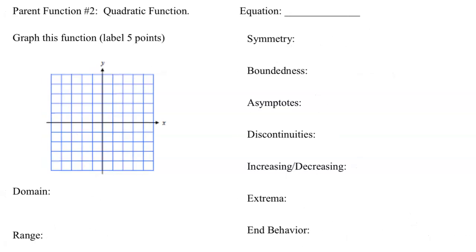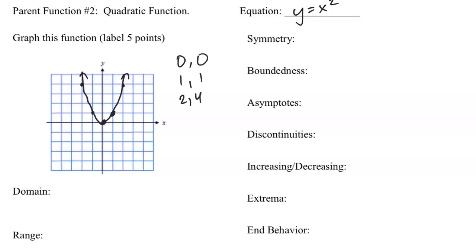Okay, our second parent function is the quadratic function, so that would be y is equal to x to the second power. And if we want to graph this function, let's just plug in a couple of points. So I know that if I plug in 0 for x, 0 squared is 0. And if I plug in 1, that's going to give me 1 squared, which is 1. And if I plug in 2, 2 squared is 4. And so that's going to be this part right here. And then I know that the quadratic has another side to it as well. And so I can come over here and plot the other side of my quadratic.